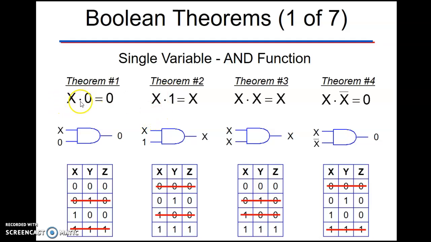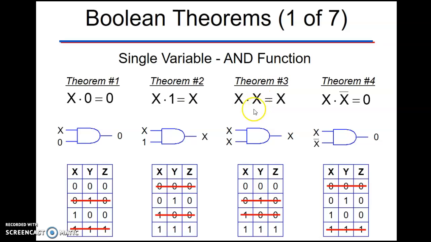So if I have x AND 0, we know that any time an AND has a 0 in it, it can't be true, because both of them have to be ones. So x AND 0 is equal to 0. X AND 1, well, we know again, if anything is ANDed with a 1, if that value is a 1, it would be a 1. If that value was a 0, it would be a 0. So x AND 1 is also equal to just x, because it's whatever x actually is.